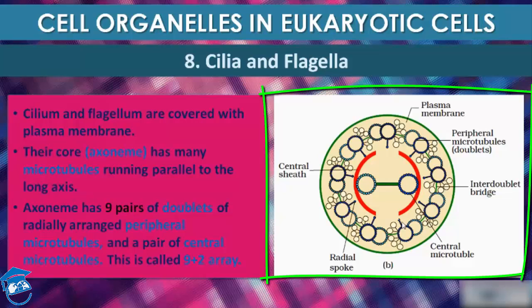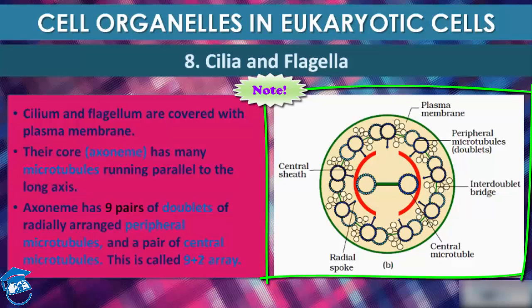Their core is known as the axoneme. It has many microtubules that run parallel to the long axis, and the axoneme has 9 pairs of doublets. See, this is a doublet and these are 9 in number, and centrally located is the central microtubule. So the 9+2 array is seen in cilia and flagella.